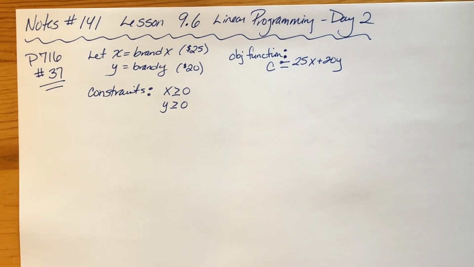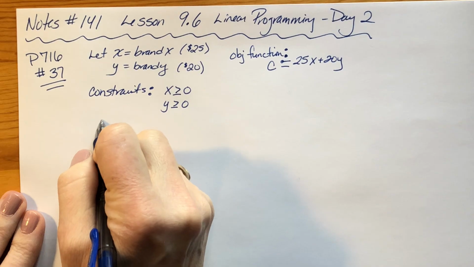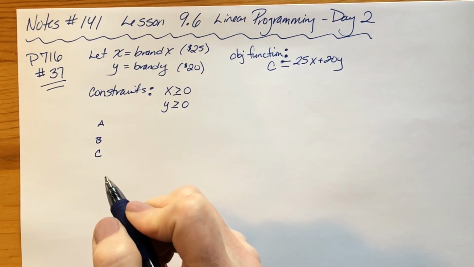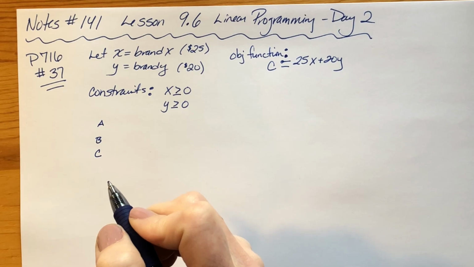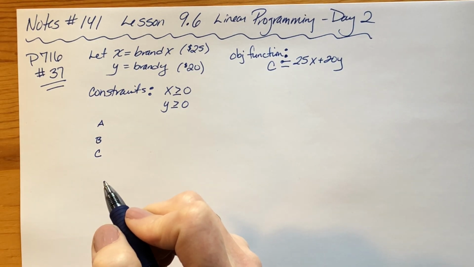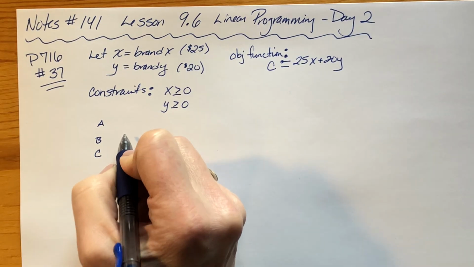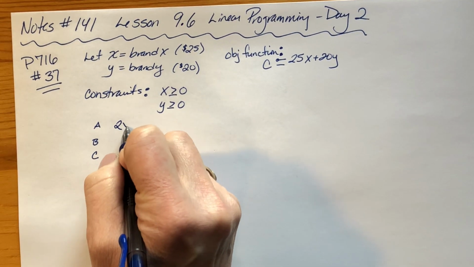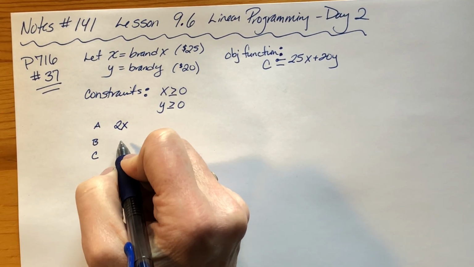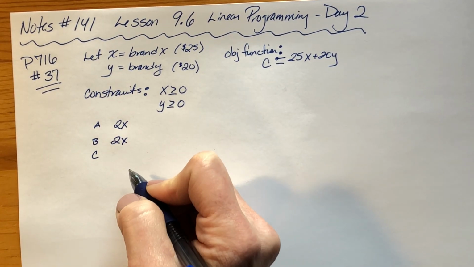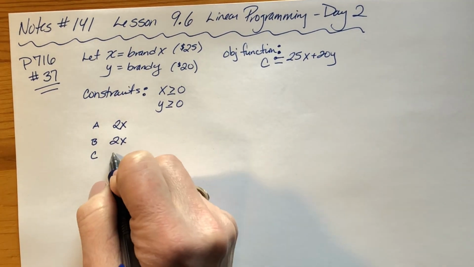Now I need to think about all these elements. They had element A, element B, and element C. Let me read through this one more time. It said dog food X contained 2 units of A, so let's say 2X for A. 2 units of B, so that was 2X for B. And 2 units of C.